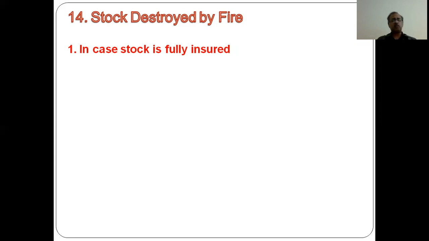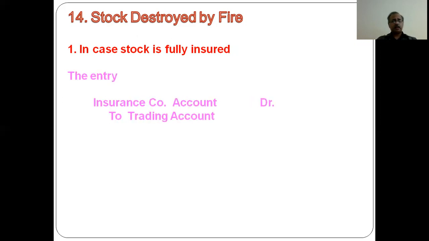So we have to discuss how to treat this in the P&L account. There are three instances in the case of stock destroyed by fire, or we can broadly divide into two. First, the stock is insured, and second, the stock is not insured, or uninsured. Stock insured, again we can divide into two: stock fully insured, and stock partly insured. So we'll discuss the first one.